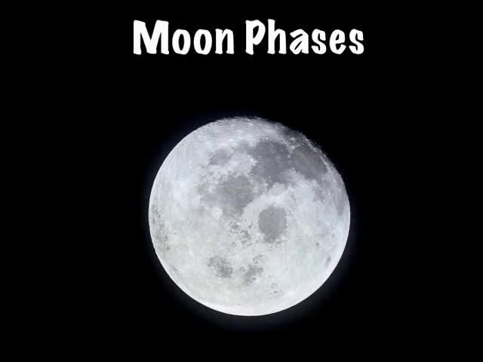A phase is a different view of the moon's sunlit half. We only see one side of the moon, which is the sunlit half, and it's the sunlight that we see on the moon as a reflection. We learned about that in the last unit. There's the dark side of the moon, which we will never see.